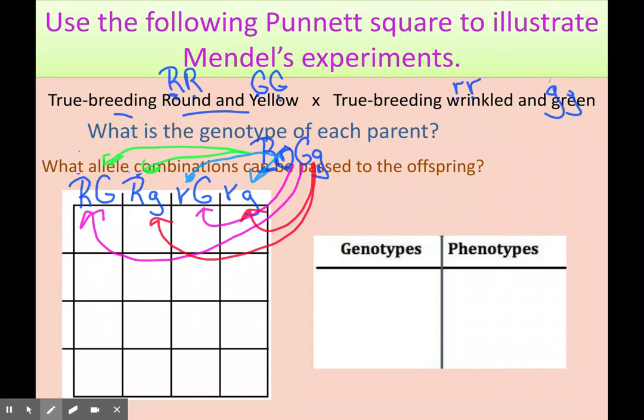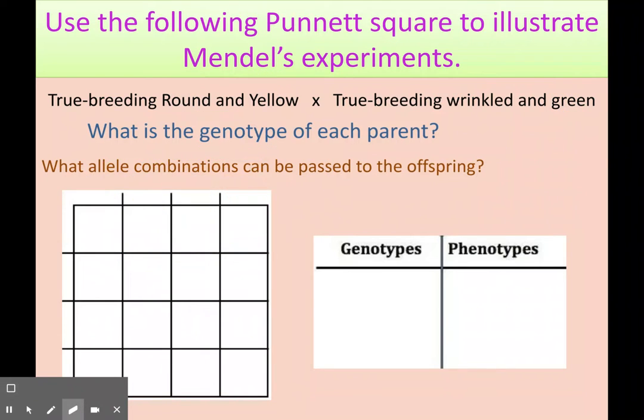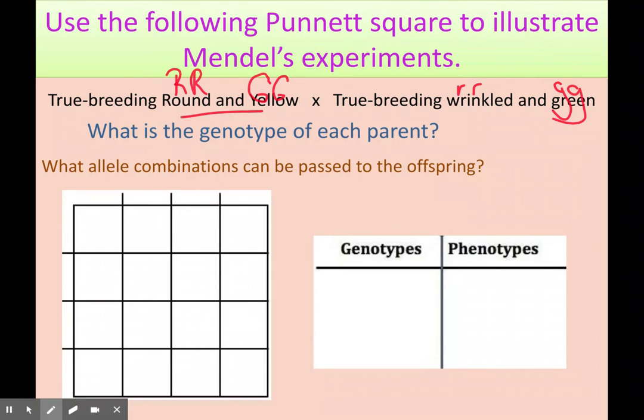Now, back to the original problem. So we had, okay, RR and GG, and we had little. Okay, so since those are the same, two bigs, we're going to put R, G in all of those. And our littles are all little, so little r, little g in each set.